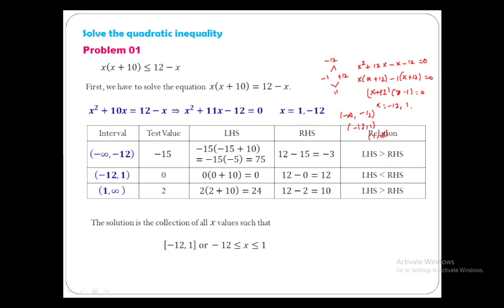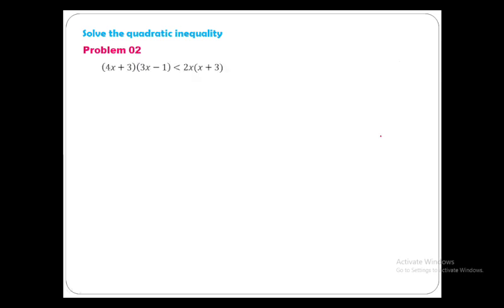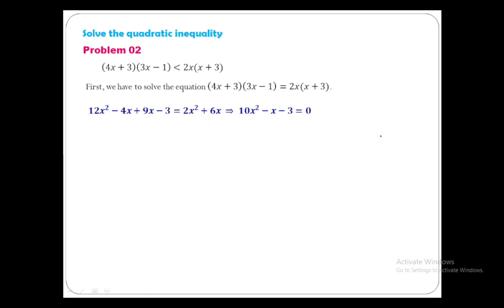Okay, shall we move on to the next question? 4x plus 3 times 3x minus 1 less than 2x times x plus 3. First of all, we can write the equation and then we can distribute 4x with 3x minus 1 and 3 with 3x minus 1 and 2x with x plus 3, and we can simplify that equation and solve the quadratic equation to find the value of x.